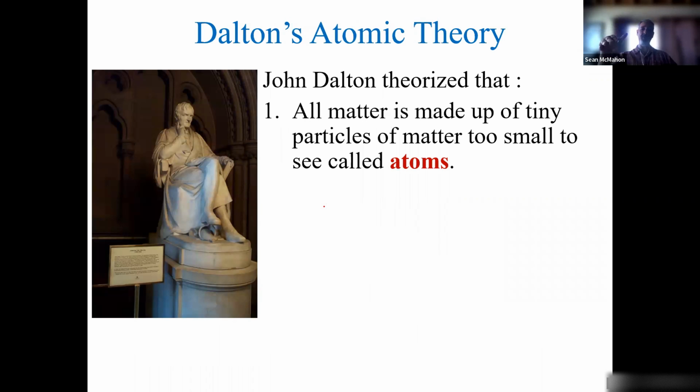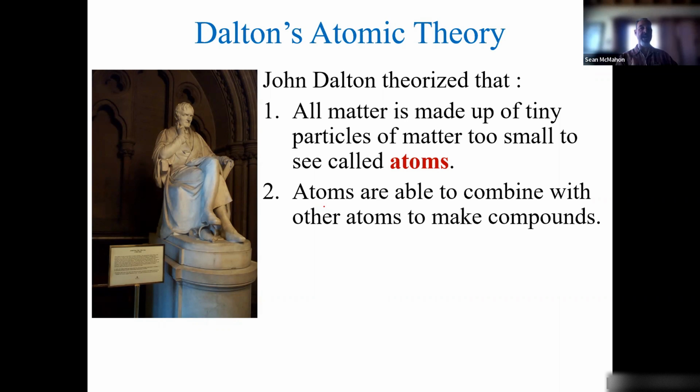But it basically sat for 2,000 years, the whole concept of atoms, until John Dalton theorized that all matter is made up of tiny particles, too small to see. Well, now we can. We have electron microscopes. We can see far smaller than just an atom, right? But he also thought atoms are able to combine with other atoms to make compounds, right? So I can take atoms of different elements and bind them chemically, so they'll have definite proportions.